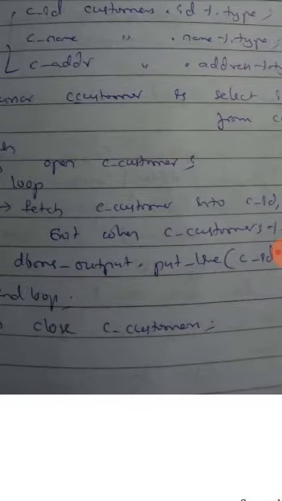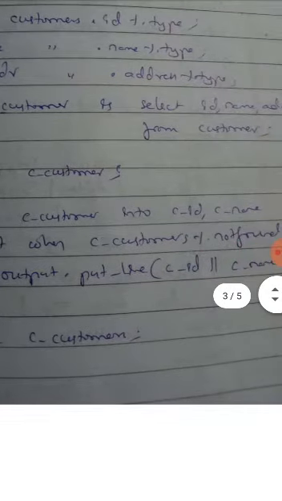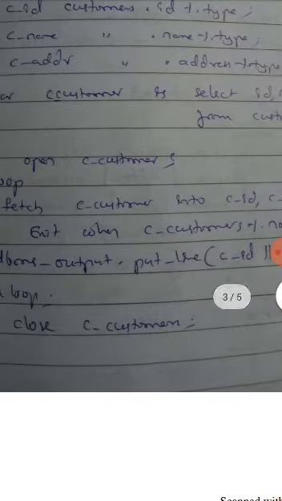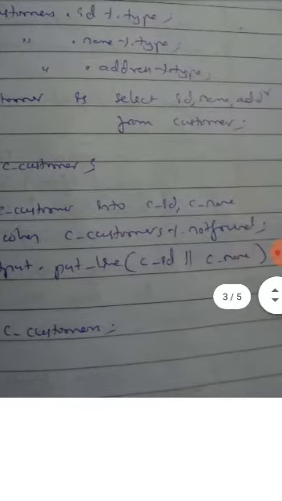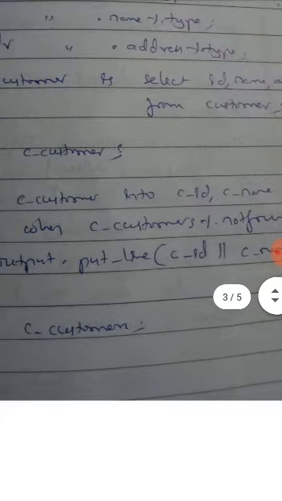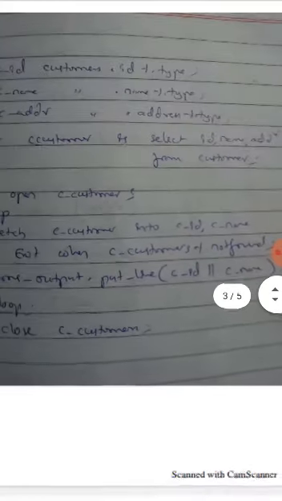Fetch c_customers into. So what is fetching? Fetching means retrieving the data from the table. So c_id and c_name consist of the ID and name values of the customer table. Those values are fetched into c_id and c_name. Exit means coming out of the loop. When should it exit? When c_customers%notfound, which means when the rows are not found.